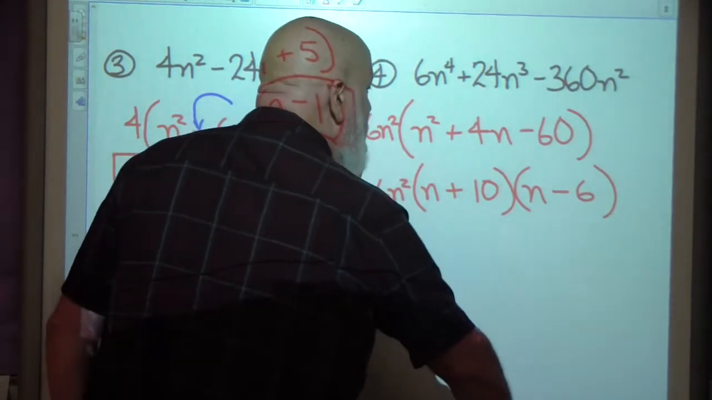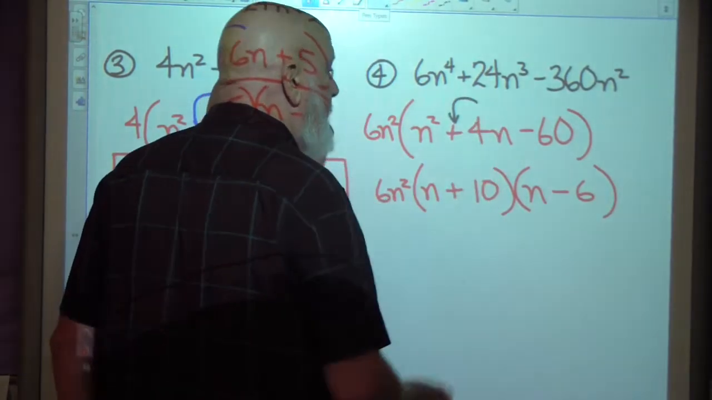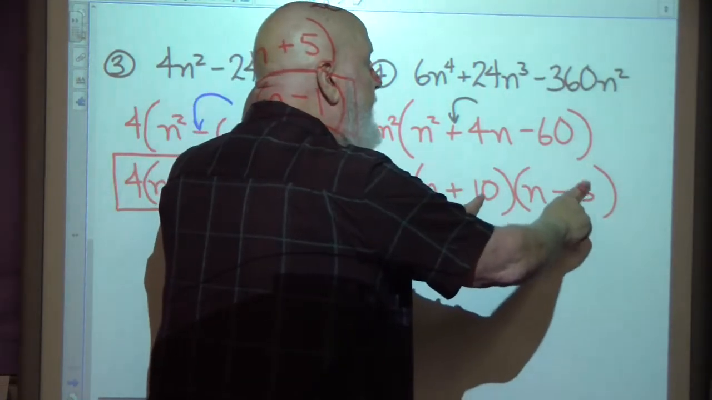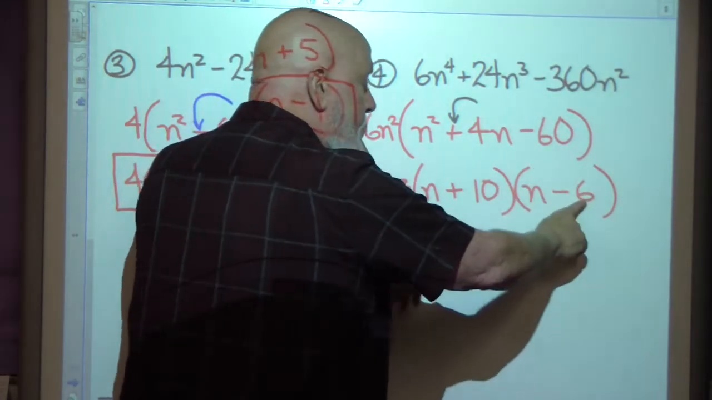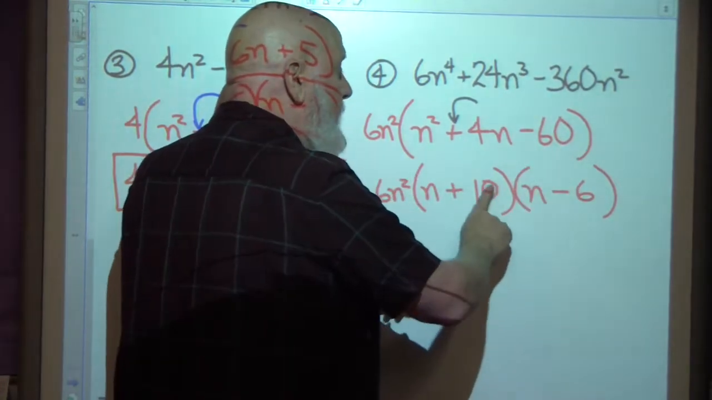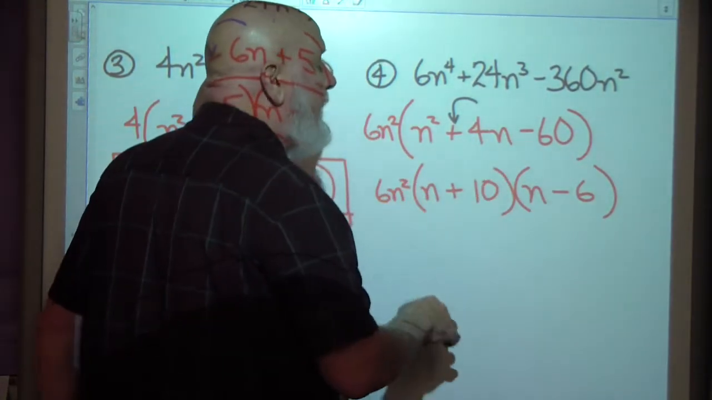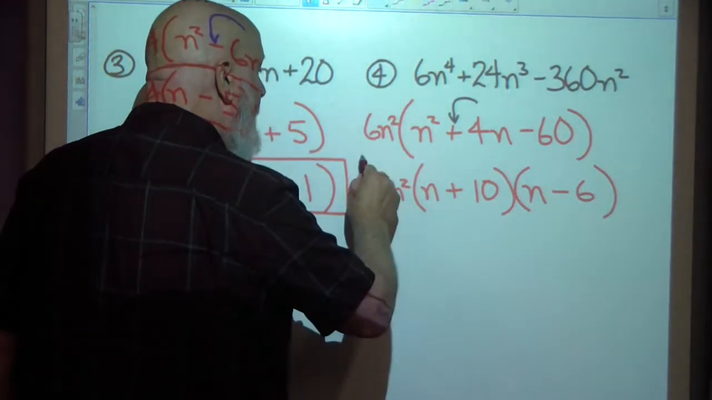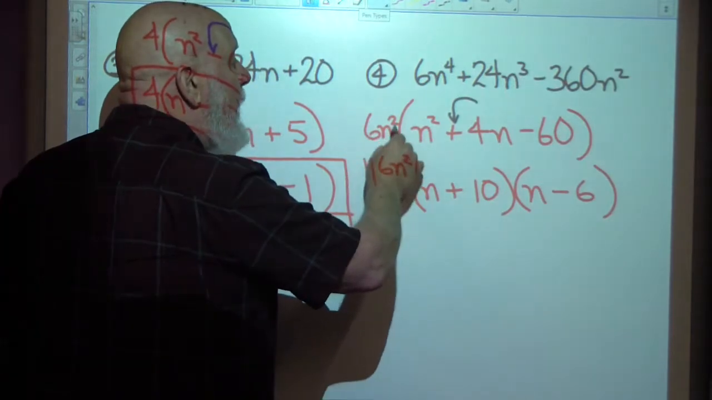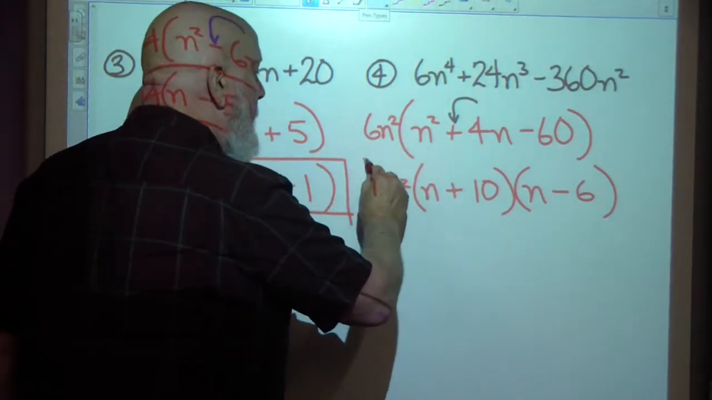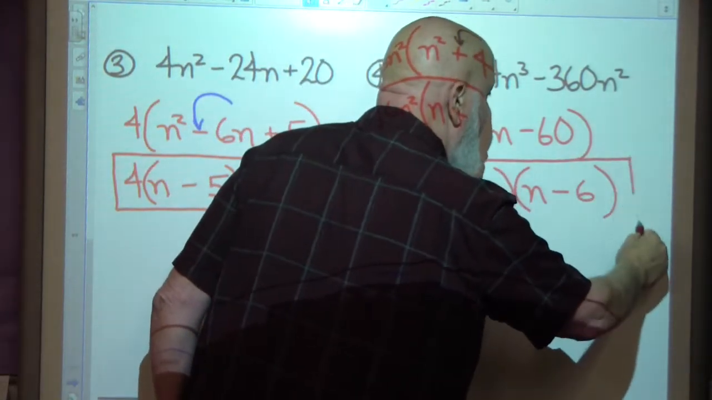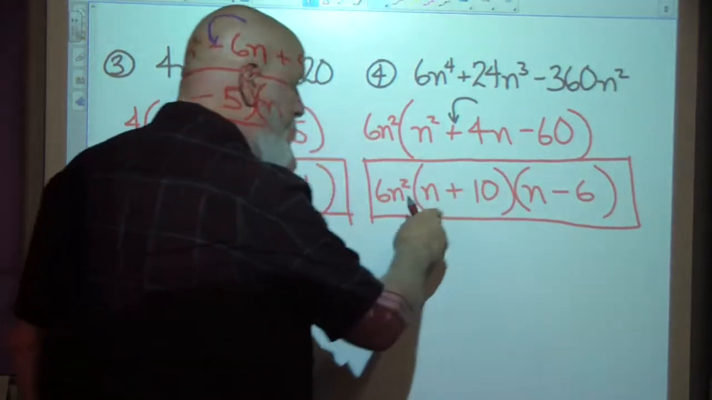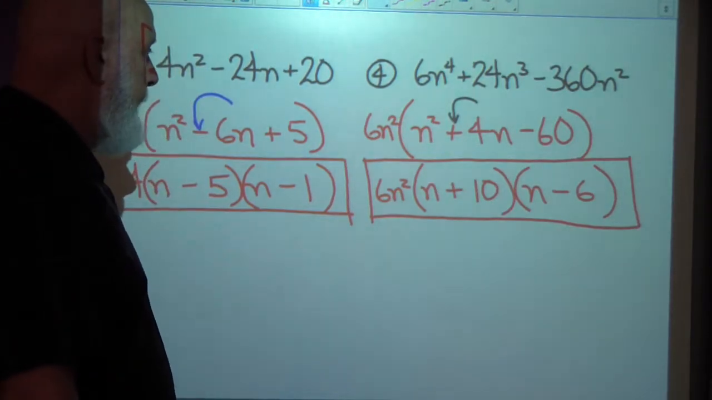They must add up to give me positive 4. Now my quick check is, do they multiply together to give me negative 60? Yes, they do. 10 times negative 6 is negative 60. Do they add together to give me positive 4? Yes, they do. So this is factored correctly. I factored out the greatest monomial factor first, and then I had a resultant quadratic trinomial, which I tried to factor, and it factored as well.